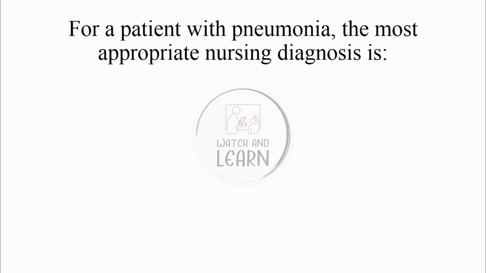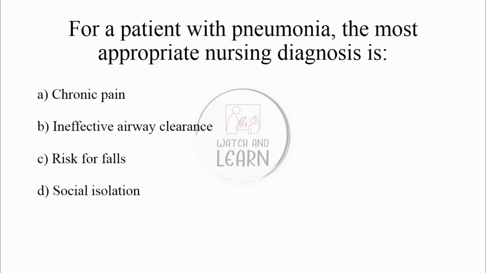For a patient with pneumonia, the most appropriate nursing diagnosis is option A, chronic pain. Option B, ineffective airway clearance. Option C, risk for falls. Option D, social isolation. The right answer is answer B, ineffective airway clearance.